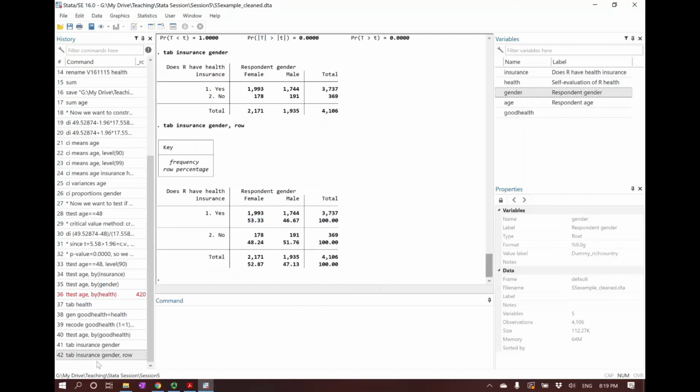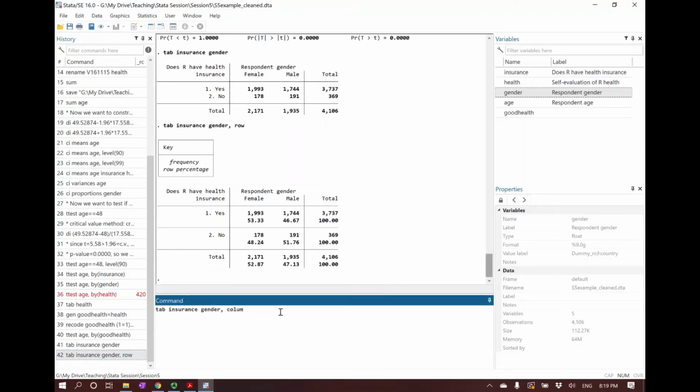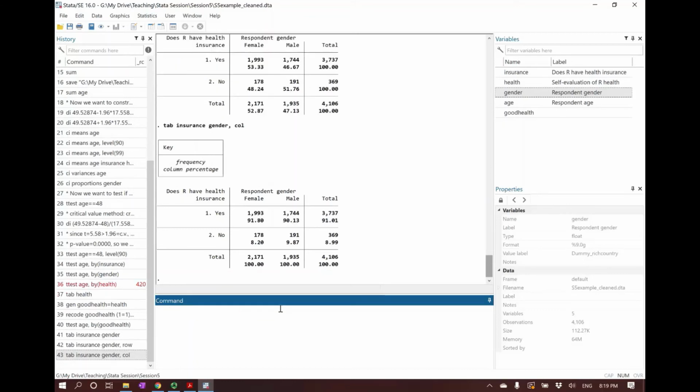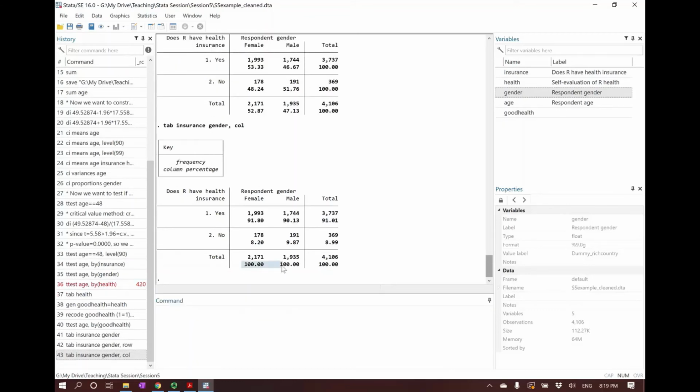Right? Alternatively, you can also tab insurance gender column. You can do column or just col. Okay? And now it will have this 100 on the columns. This shows that among female respondents, 91% of them have insurance and 8% do not. Among all the males, 90% have insurance and 9% do not.